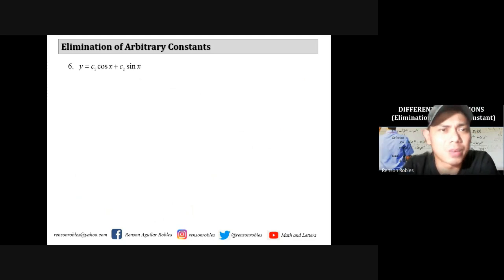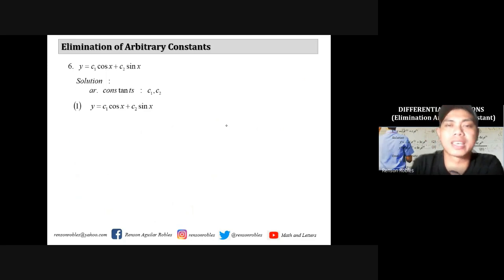I think we still have one final example. Say y equals c1 cosine x plus c2 sine x. So again, we have two constants, c1, c2, and we shall eliminate that c1, c2. Okay, so we shall write our given first. y equals c1 cosine x plus c2 sine x. Remember that the derivative of cosine is negative sine of x, and that the derivative of sine of x is positive cosine of x.